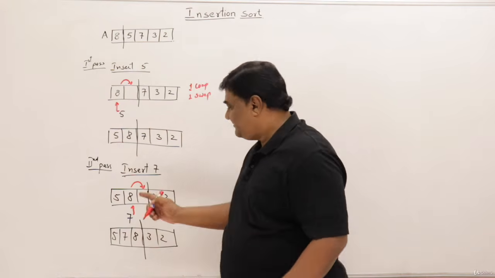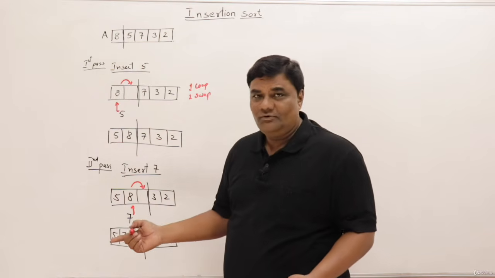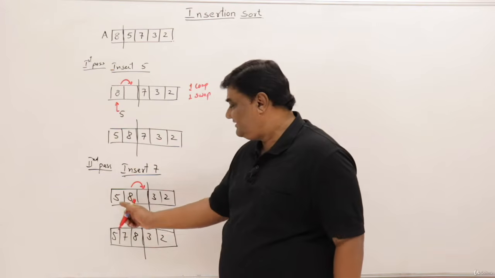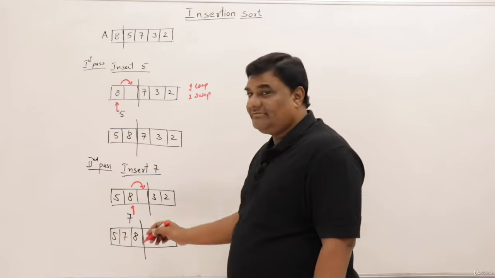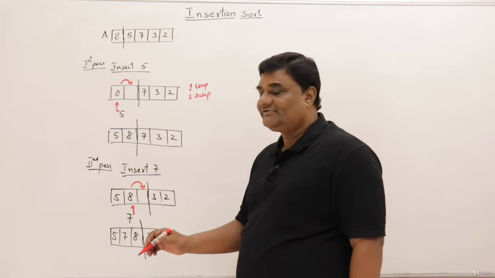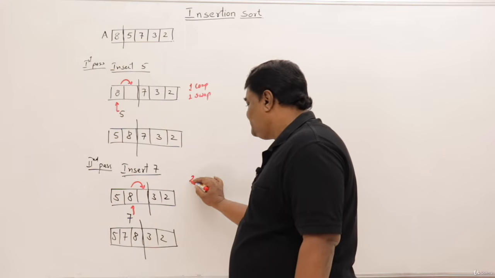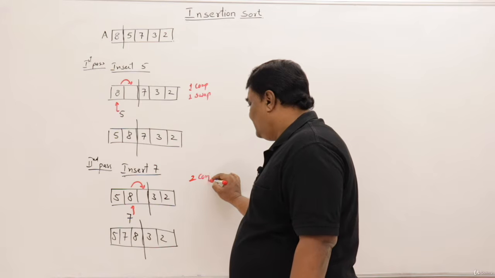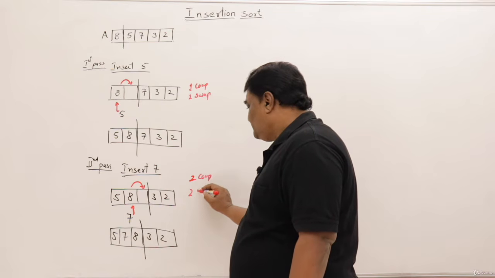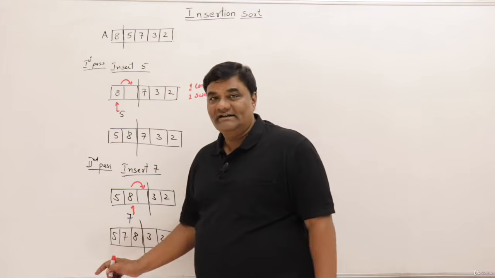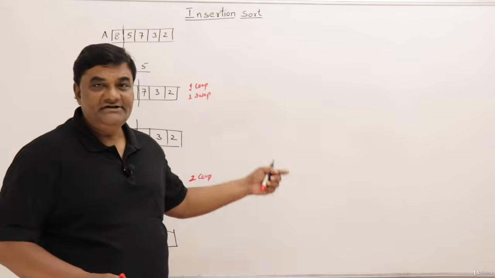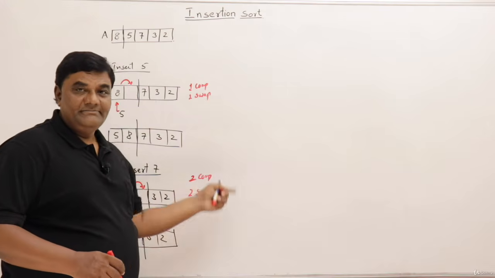But at most how many? Both 8 and 5 can move, it is possible. If the number is smaller than 5, then both can move. So let us write down maximum comparisons and maximum swaps. Maximum comparisons are 2 comparisons and maximum swaps are 2 swaps. Now we have to insert 2 more elements and sort 2 more elements. Let me continue with the rest of the elements.